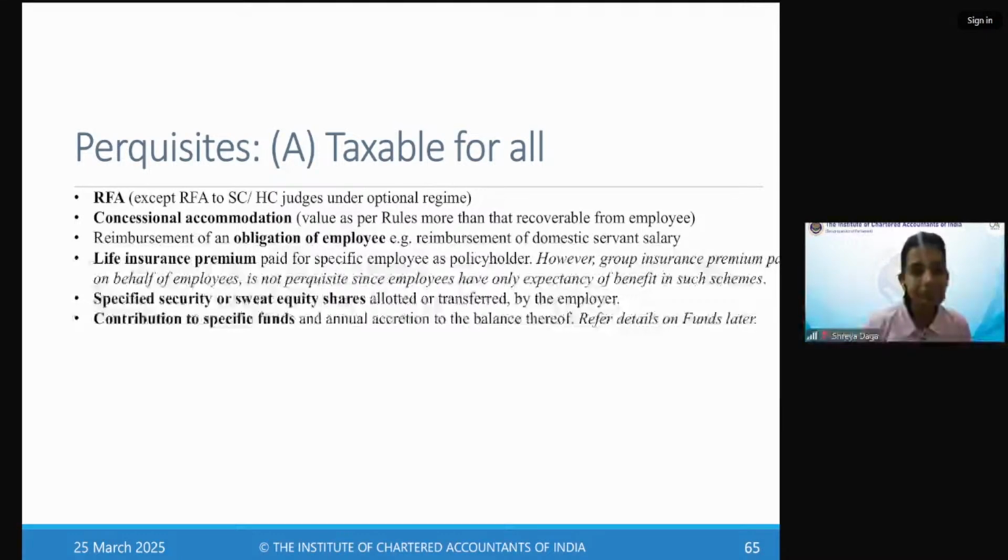Okay. Then contribution to specific funds. There is recognized provident fund, there is superannuation fund, there is public provident fund. So many types of funds. If the employer contributes on behalf of the employee, then even that is a benefit to the employee, and that is also a taxable perquisite for all. But there are some limits, and this is a separate discussion in itself. We will do it in the next class, not even this class. So contribution to funds is also a taxable perquisite. How much, when, we will do in the next class. So for now, this is the slide on taxable perquisites for all.